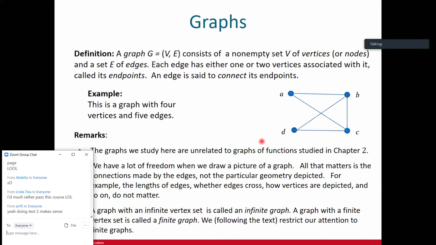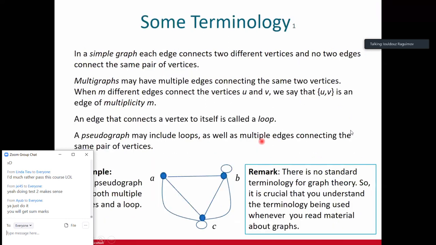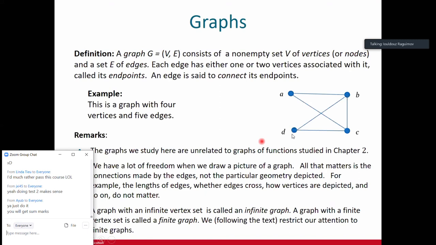So a graph simply is a pair of sets, V and E. V is the set of all vertices, E the set of all edges. Vertices are also called nodes. In this picture, A, B, C, and D are vertices. Edges, sometimes called arcs, are connecting vertices. So here the edges are AB, for example, AC, and so on. This graph in particular has four vertices and five edges.